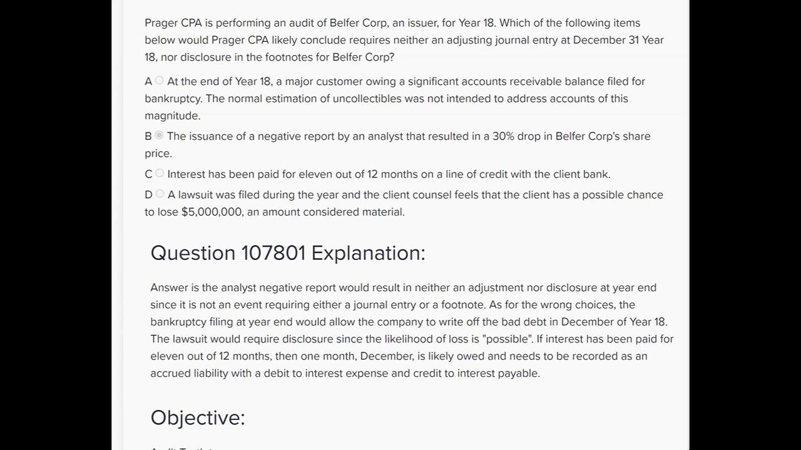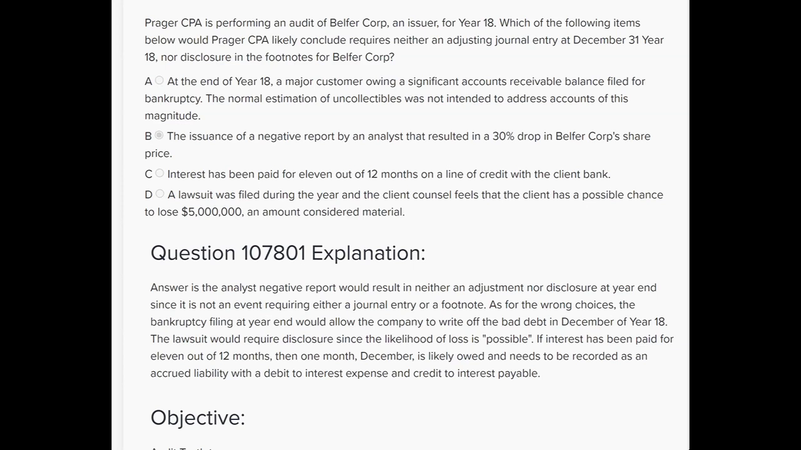How about C? Interest has been paid for 11 out of 12 months on a line of credit with the client bank. Well, why not 12 out of 12 months? Interest has to be paid every month. So if only 11 out of 12 months were paid, then 1 month is still owed at year end, probably December, and that would require a debit to interest expense and a credit to interest payable.